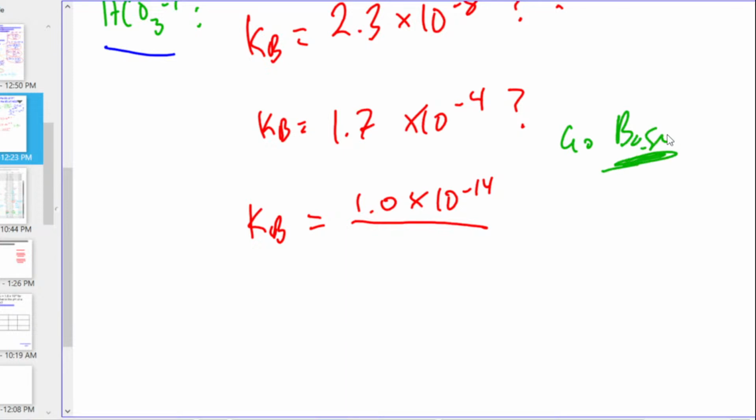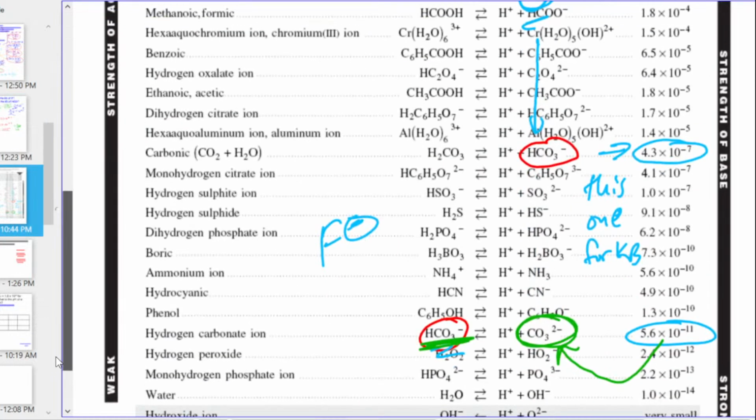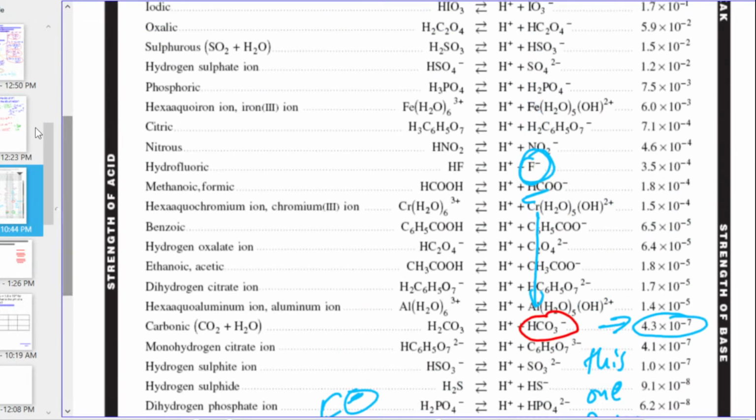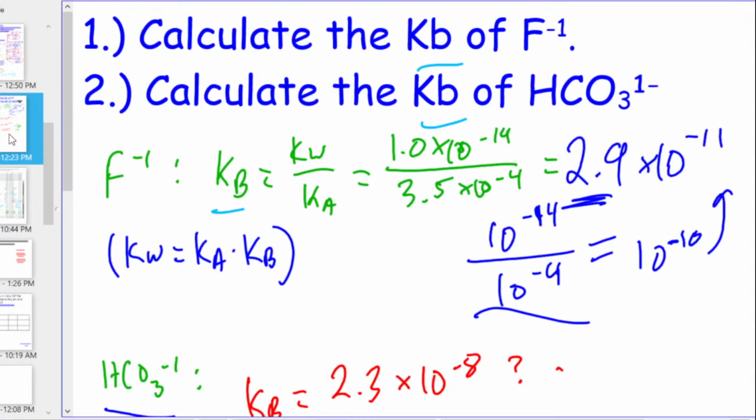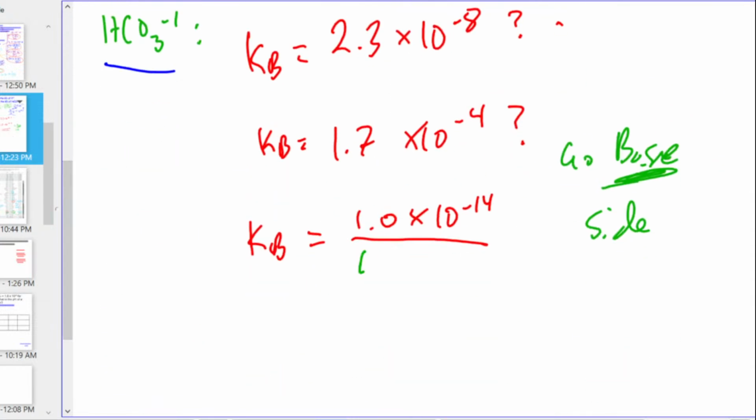Go base side. Oh, and what was that again? On the base side, it was 4.3 times 10 to the minus 7. I ran out of room. Minus 14, minus 7. I'm going to assume that's the 2.3 one.